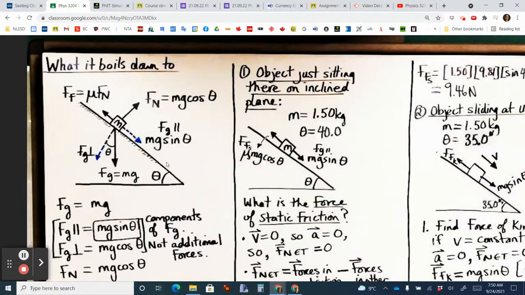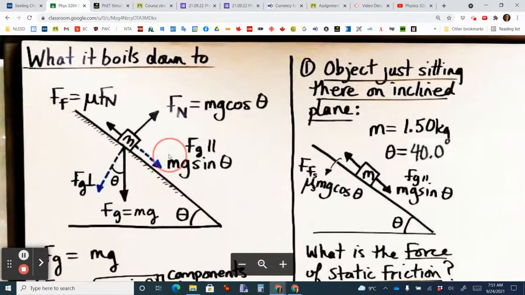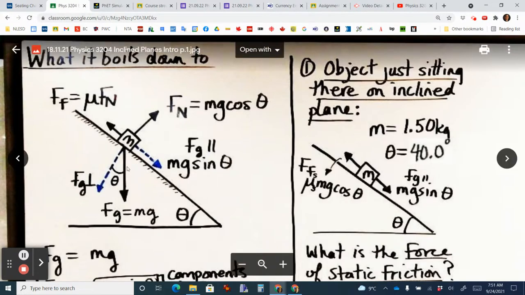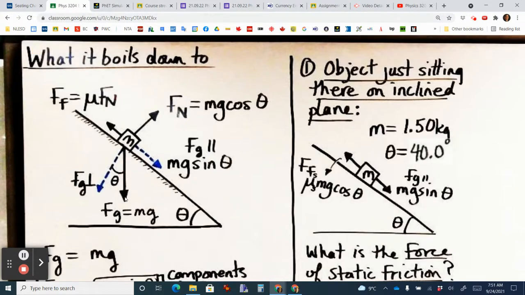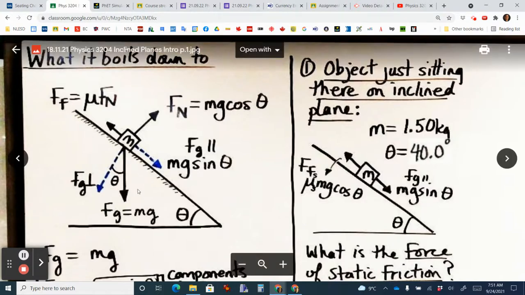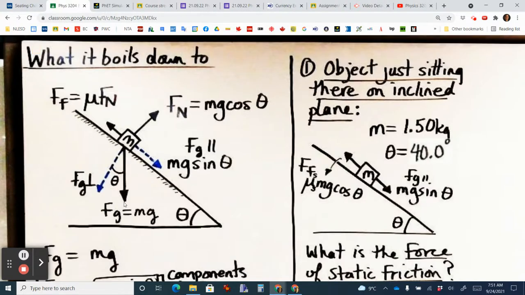I'm going to try and explain the geometry behind all of this now. So here's where I would start off if I were in class with you today. Here's an object, mass m, sitting on an inclined plane at some unknown angle, theta. And we know that the force of gravity is going to act straight down. So there's the force of gravity. It's mass times g acting straight down.